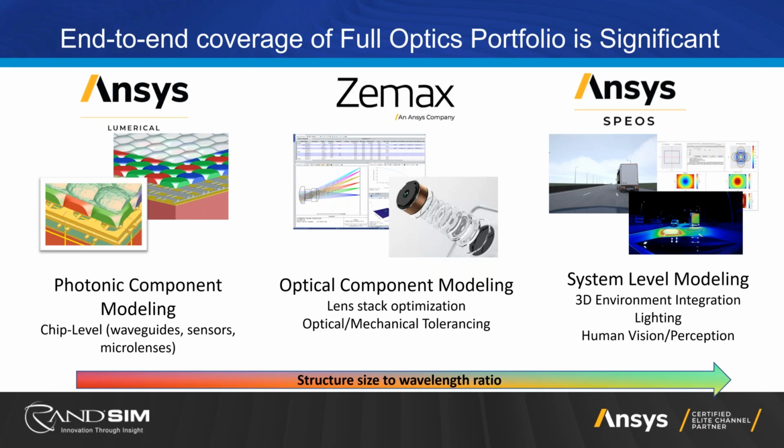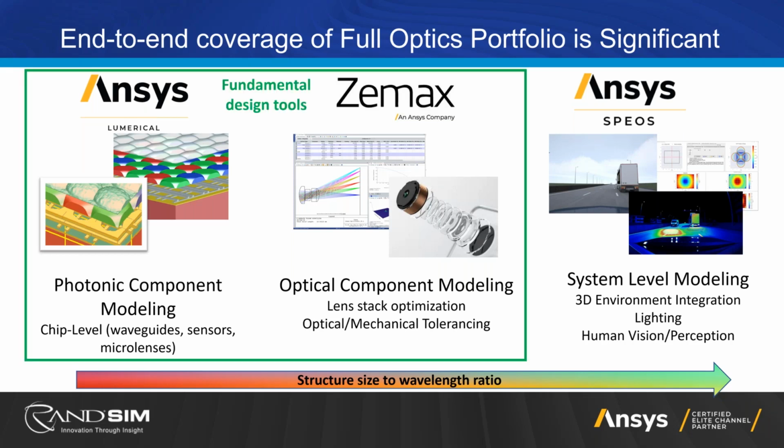And then at the far right, we have SPEOS, which we're bumping up the scale to full system modeling here. With SPEOS, we can take information from the nanostructures, which would be Lumerical, or from optical modeling with Zemax, and apply them together into a complete system in SPEOS. SPEOS mostly is used for camera, sensor vision, or human vision, and basically seeing how light surrounds an area.